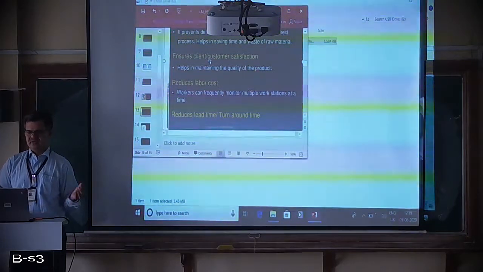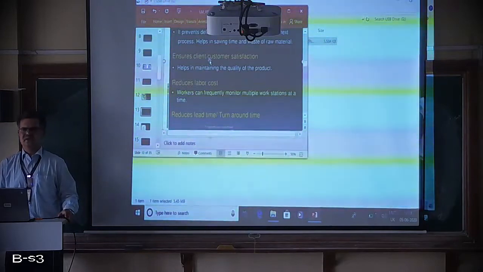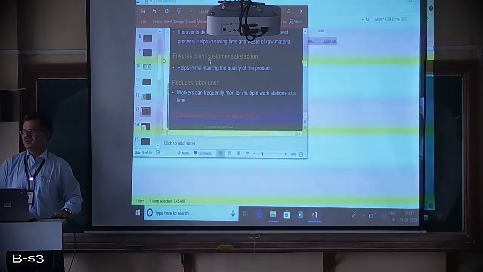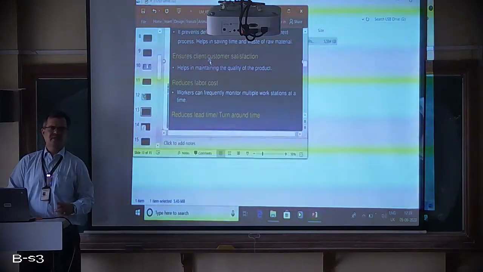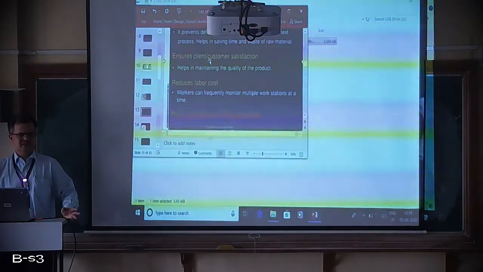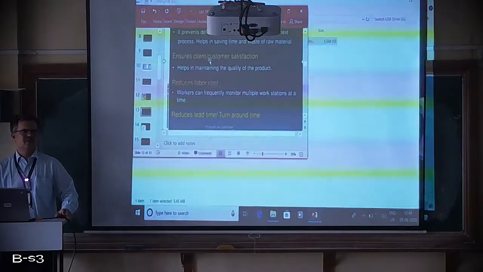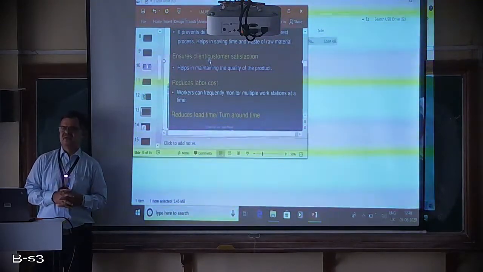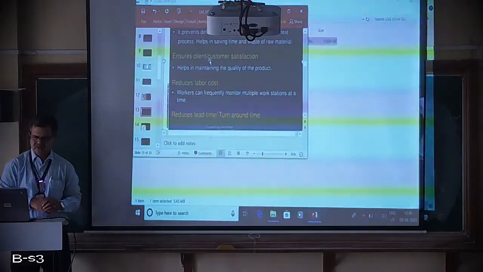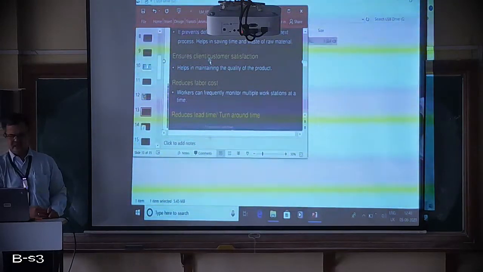Reduce labor cost. Workers can frequently monitor multiple workstations at a time. Suppose everything is automated and there are no quality issues, no defects in the system in terms of tool, operation, machines or material, anything, a single person can operate multiple workstations because not much worker intervention is needed. So you can reduce the workers also. I think you might have seen that in many automation centers, one worker takes multiple tasks and does them simultaneously. So we can say it reduces labor cost also.